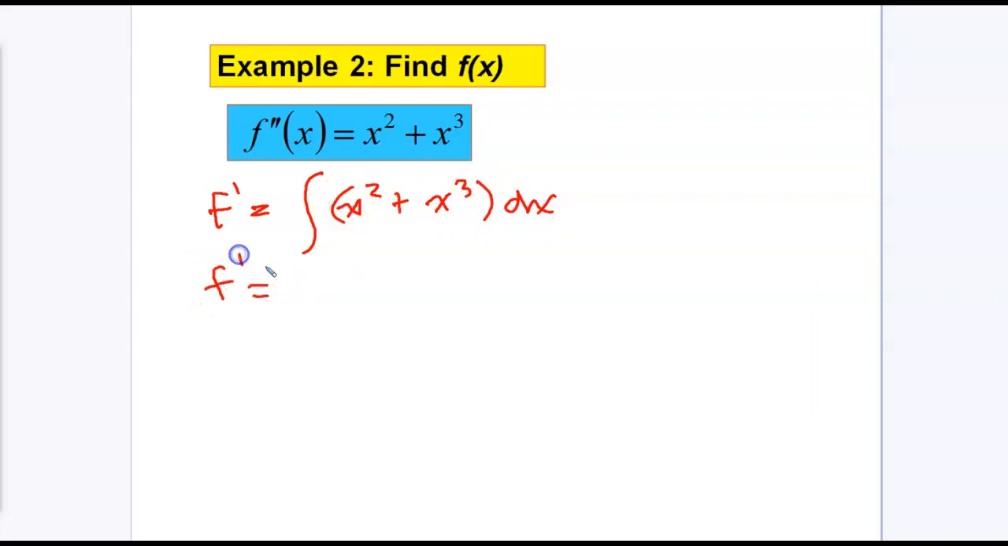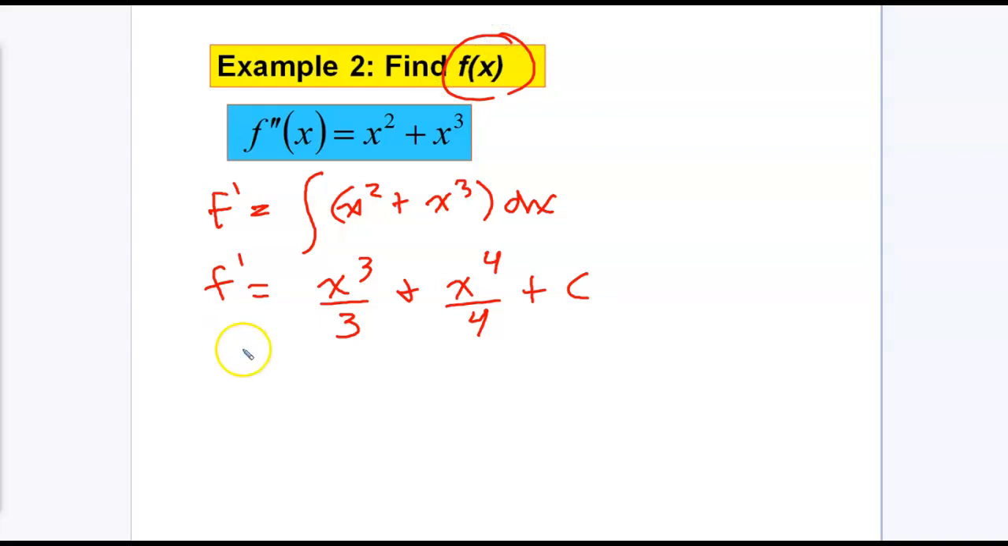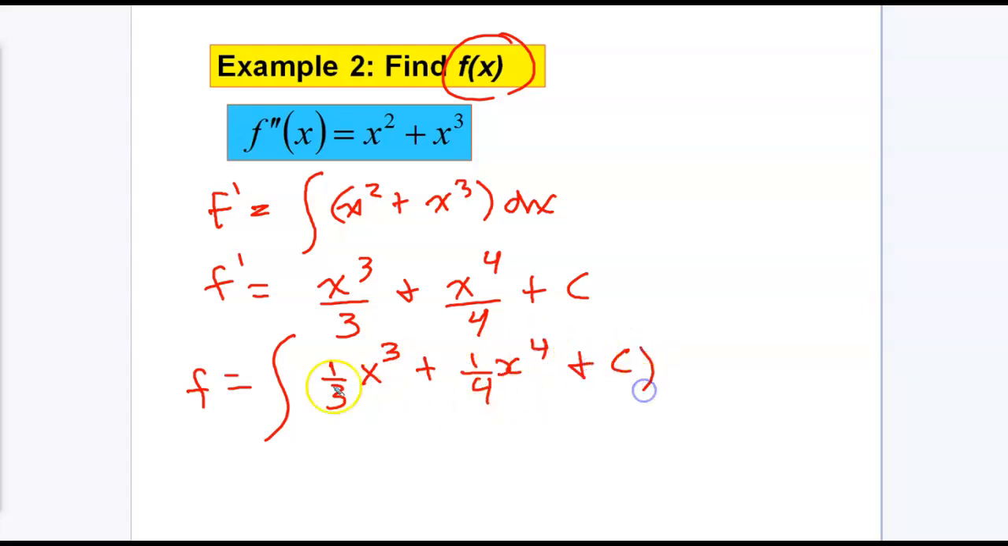So therefore, f prime is going to be x cubed over 3 plus x to the 4 over 4, plus a constant. Now my question is asking me to find f of x, so that means I have to integrate f prime. So f is going to be the integral of 1/3 x cubed plus 1/4 x to the 4th plus c with respect to x.